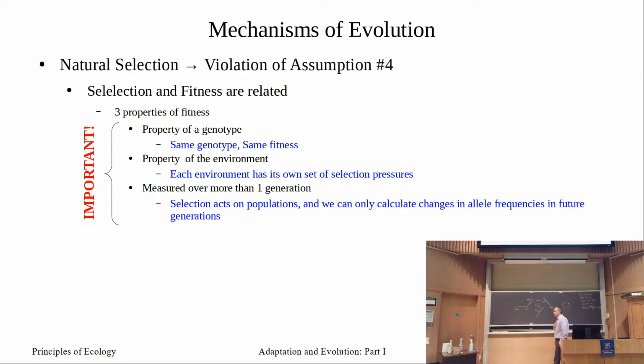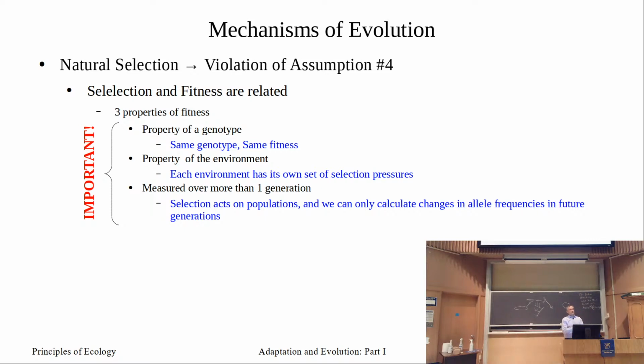But there's a couple other properties of fitness that we have to know. So we said property of the genotype. Fitness is determined by our genotype. If you have the same genotype, you have the same fitness, except if you have some phenotypic plasticity going on. And we start that on Friday. So same genotype, same phenotype, same fitness.